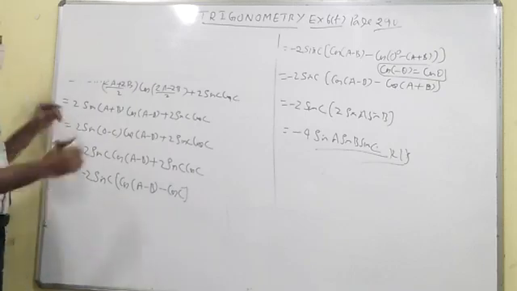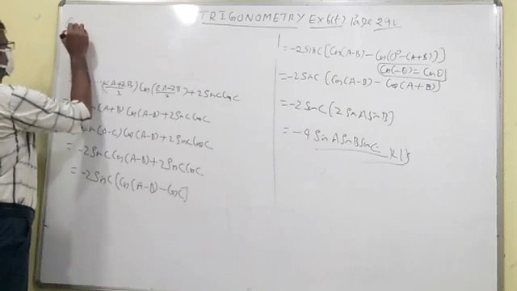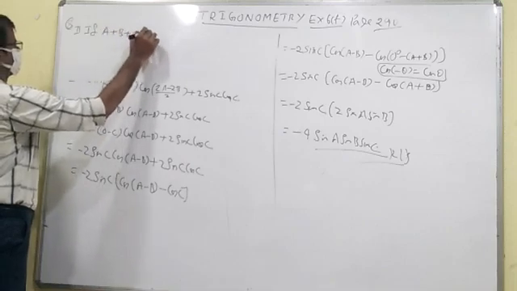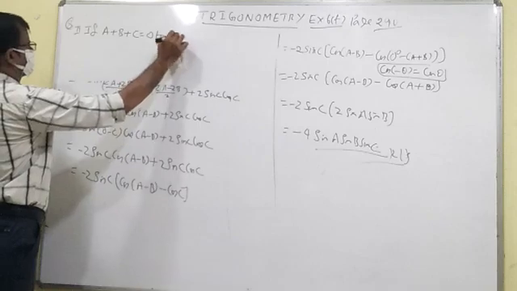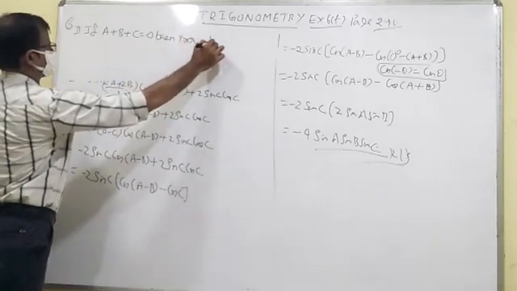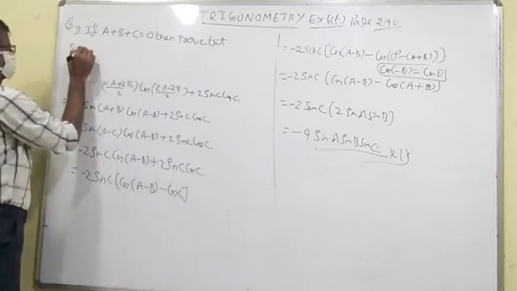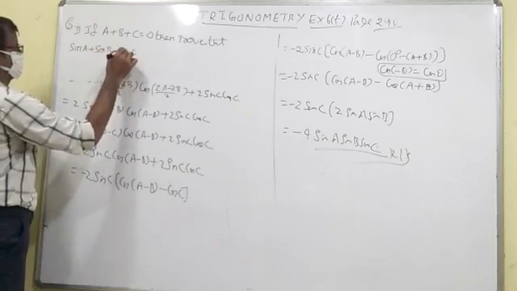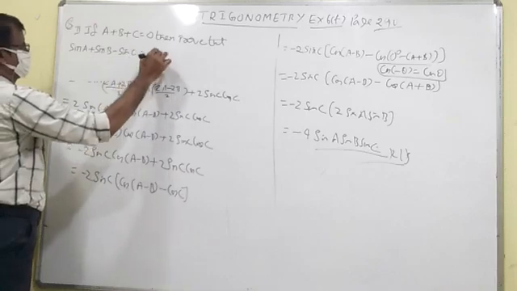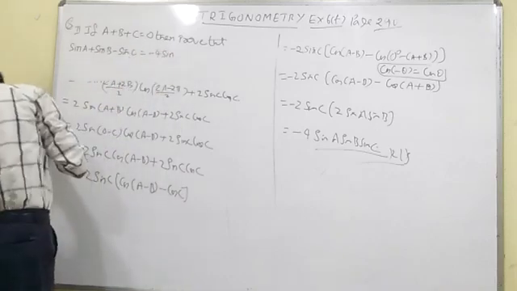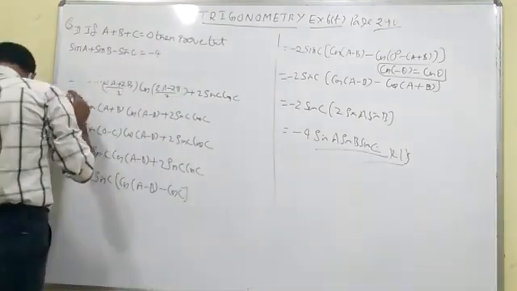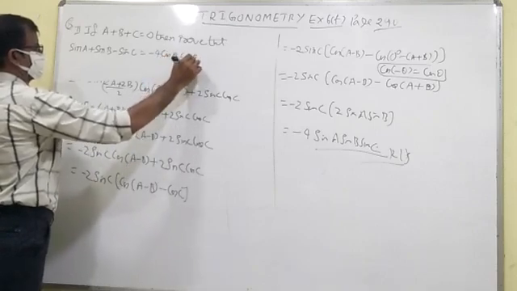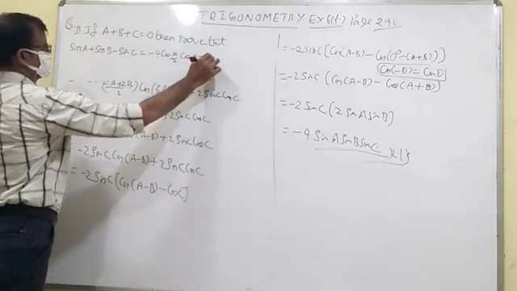Zero, this one, 0 only. Second thing: sin A plus sin B minus sin C is equal to minus 4 cos A by 2 cos B by 2 sin C by 2.